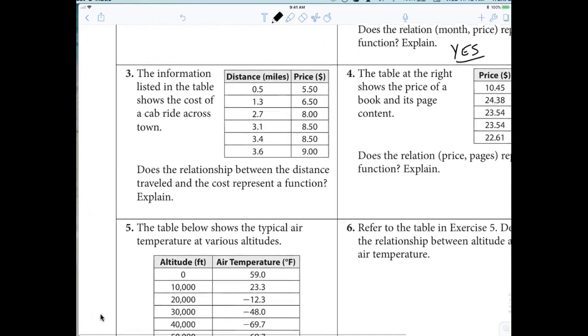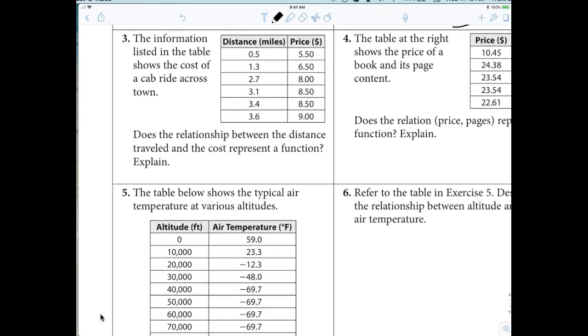All right, let's take a look at the next one. The information listed in the table shows the cost of cab rides across town. Does the relationship between the distance traveled and the cost represent a function? Yes. I'm looking here again. All I have to do is look here. Do any of them repeat? No. So again, this one is yes.